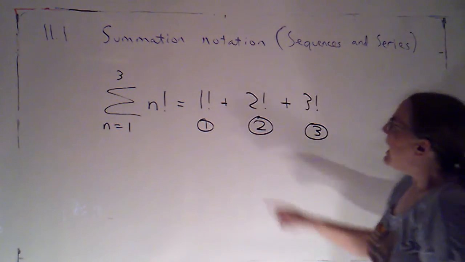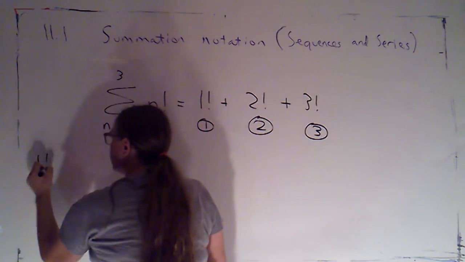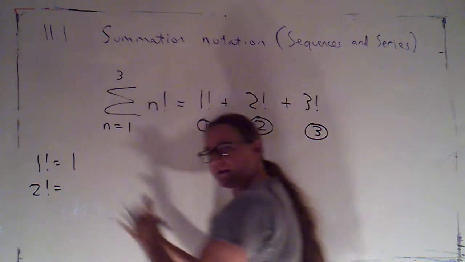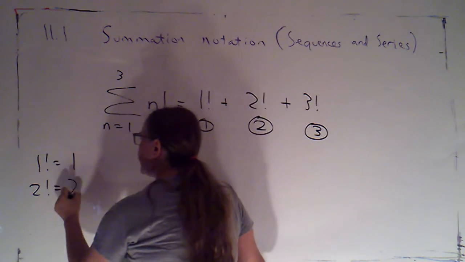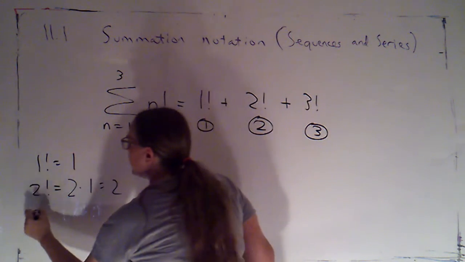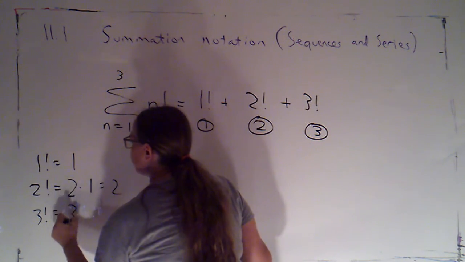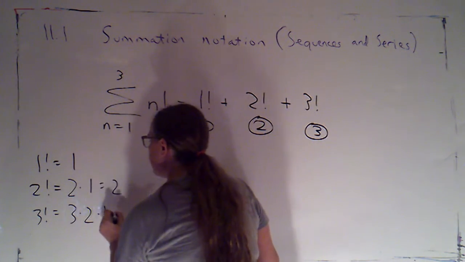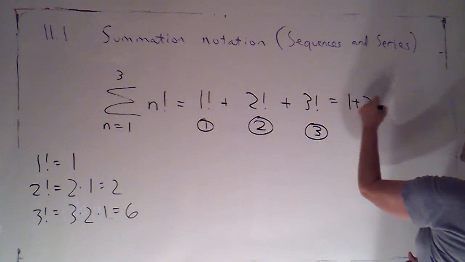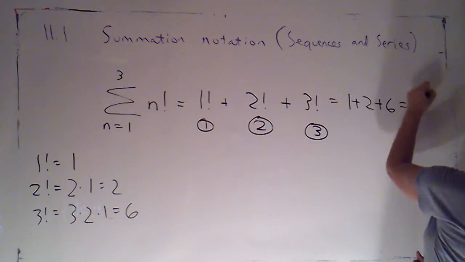Okay. And we just said 1 factorial is just 1. 2 factorial, I'm just working this out off to the side here, that's 2 times 1, that would be 2. 3 factorial, that's 3 times 2 times 1, that's going to be 6. So this becomes 1 plus 2 plus 6, and that's going to be 9.